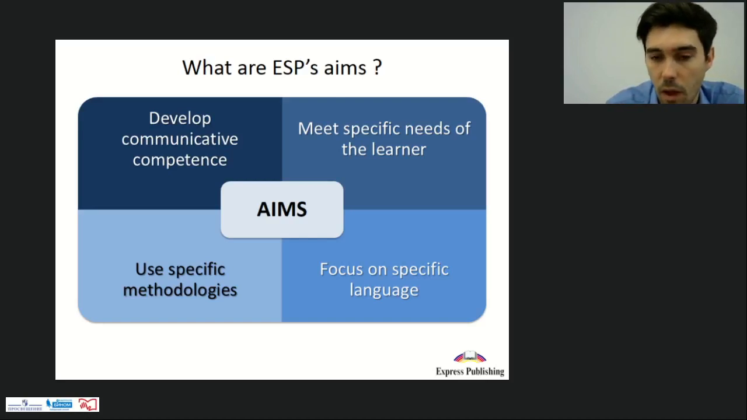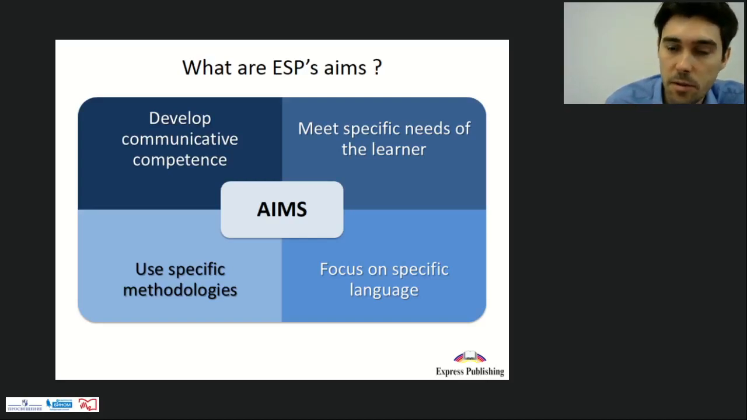So, for example, let's say an IT technician. An IT technician studying an ESP course, perhaps an IT technician would communicate most of all using emails or online. So many of the methodologies in an IT technician ESP course would perhaps focus on online communication, web design, or emails and communication in this way.